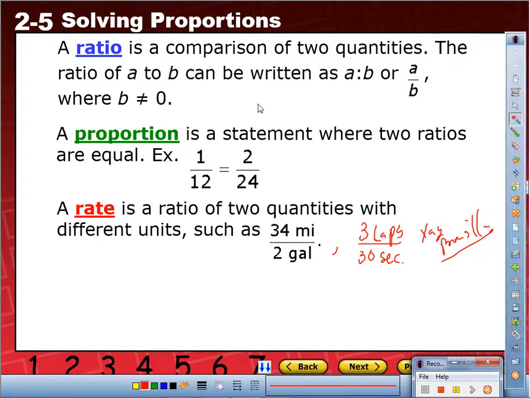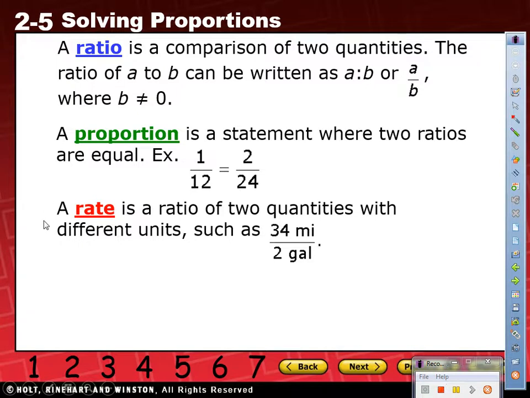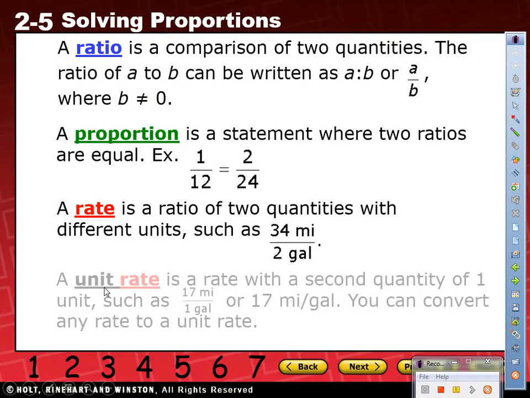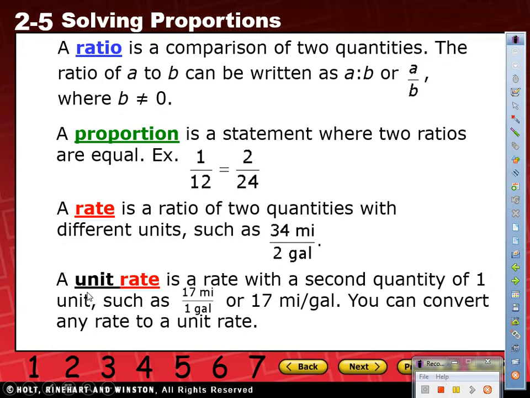So we got that. So now we understand a ratio, a proportion, and a rate. A rate is a ratio, but it's a special type of ratio because it has different units, okay? However, there's a special type of rate. Check this out. The special type of rate is called the unit rate.